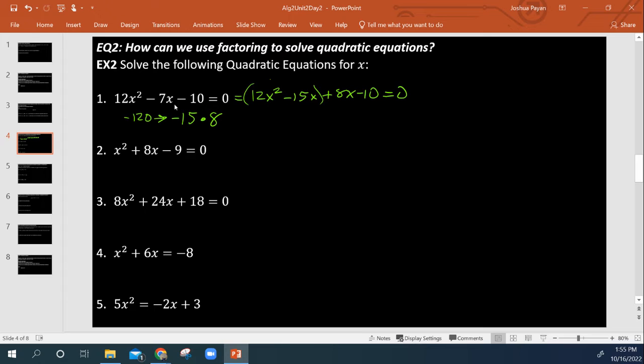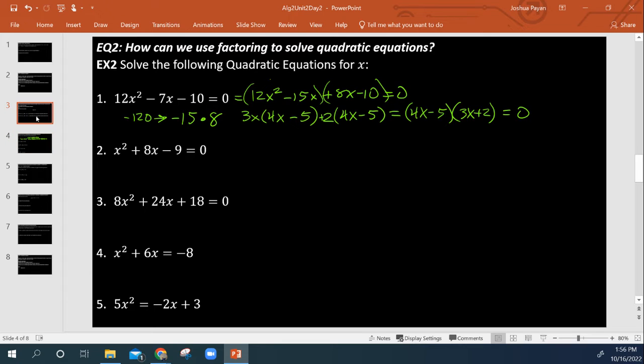Then, of course, I know the next step to this is to group and factor. So here I'm going to factor out 3x, and that's going to leave me with 4x minus 5. Here I'm going to factor out a 2, that's a plus 2, and that's going to leave me with 4x minus 5. And I see I'm going to end up with 4x minus 5 times 3x plus 2 equals 0, right?